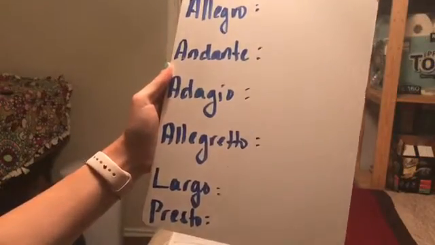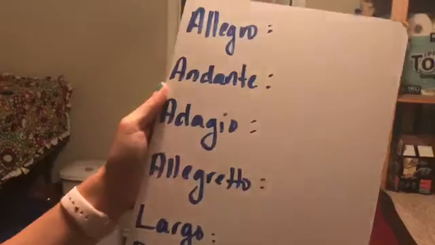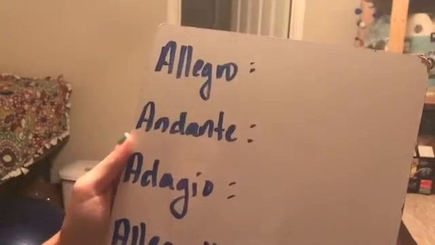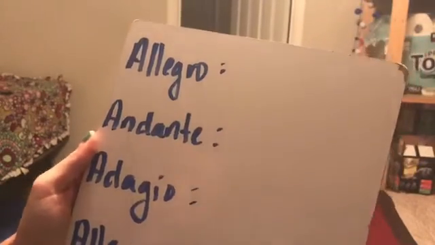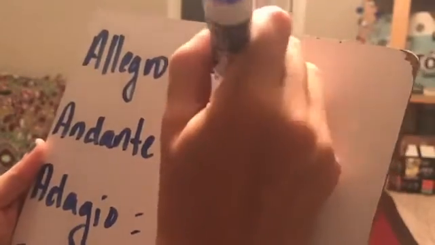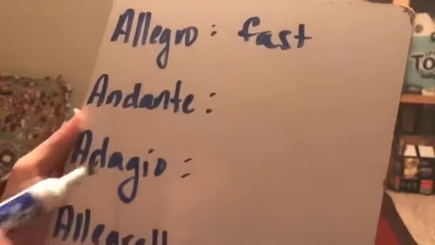On the board I have 6 terms. We're going to start at the top with the word allegro. Allegro translates to fast. So we're going to go down in order, giving it the English translation, and then we're going to go back and give each of these tempo markings a specific beat per minute range. So allegro would be fast.